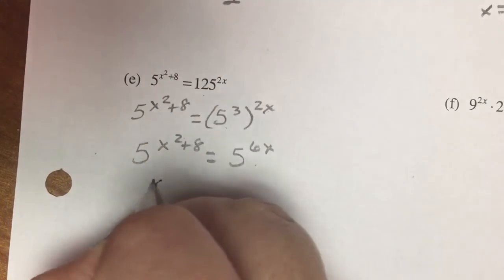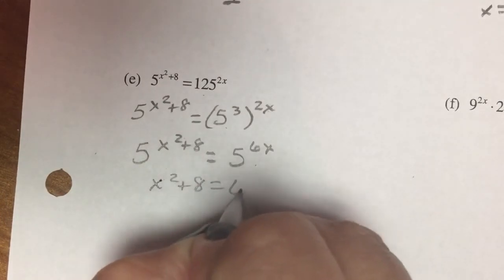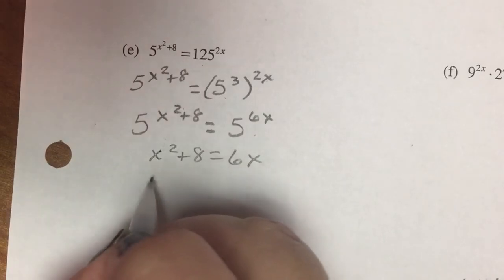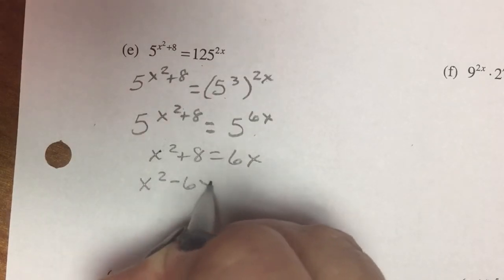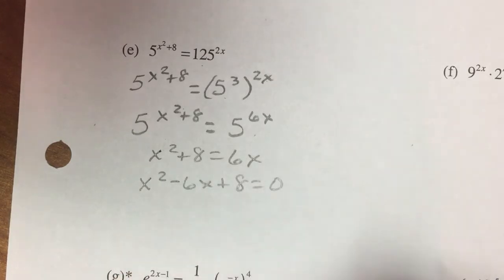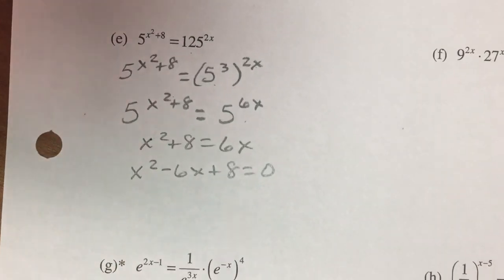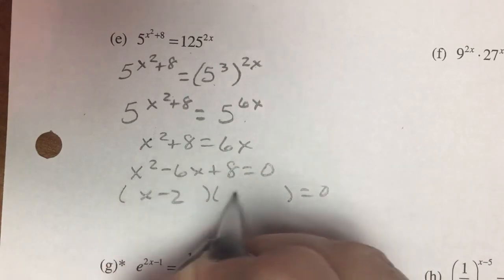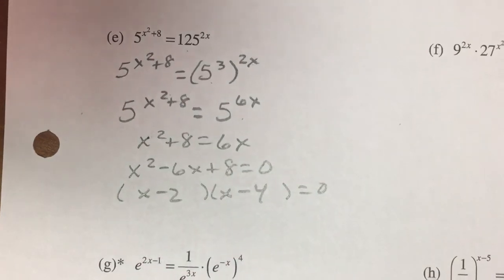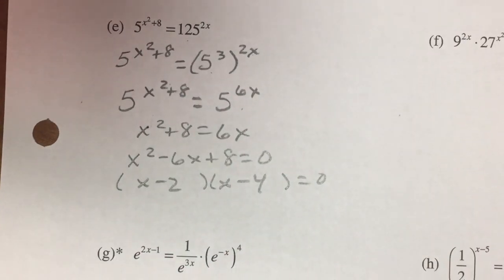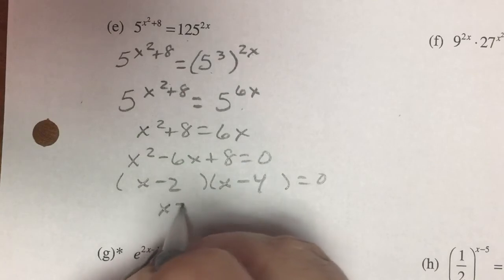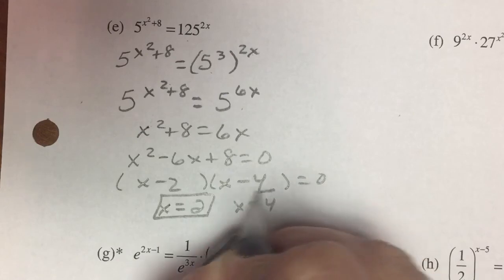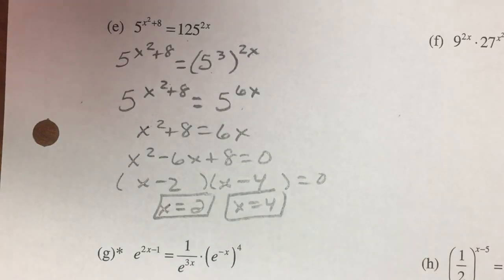Time to take the exponents and set them equal to one another. I have a quadratic, so how do I have to solve that? Well, I'm going to bring it all over to one side, set it equal to 0, and get ready to factor. This does factor into x minus 2, x minus 4. So if I go ahead and set each of those factors equal to 0, I can see that there are 2 solutions to this exponential equation. They are x equals 2 and x equals 4.